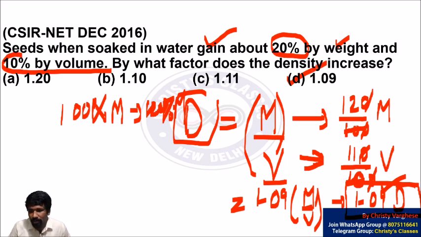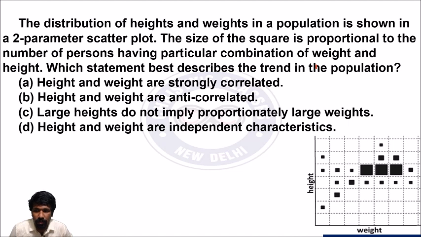By what factor means by what multiple. So a bit of statistics here. The distribution of heights and weights in a population is shown in a 2-parameter scatter plot. So this is just a data interpretation tool itself. We did not use scatter plots much in our school days, but in research this is a tool that is actually used.